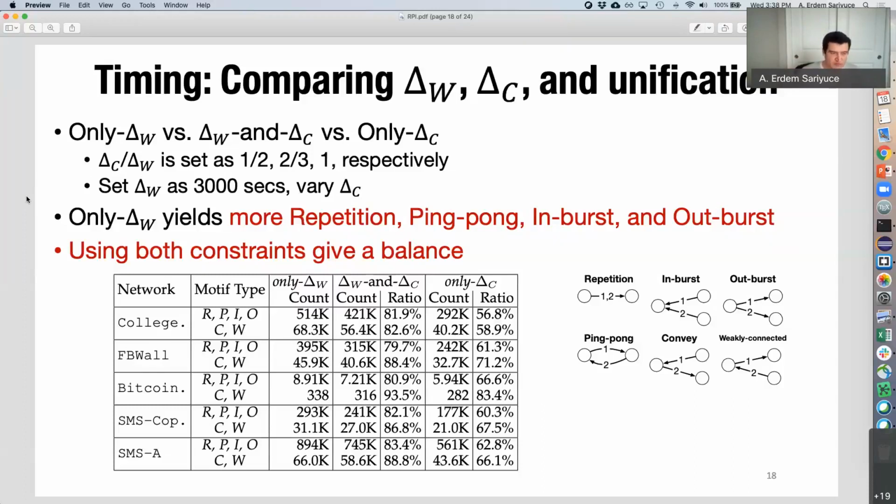I believe there's room for improvement there, and there can be more educated guesses, but we stick with that for the sake of this experiment. So the main result here was if you just allow delta W constraint and don't care about the delta C, it will yield more repetition, ping pong, inburst, and outburst things. So this was again creating some imbalance or some bias in terms of the motif frequencies you observe, and using both constraints, setting the ratio as 2/3 seemed to be a good compromise, giving a balance between those two extremes.